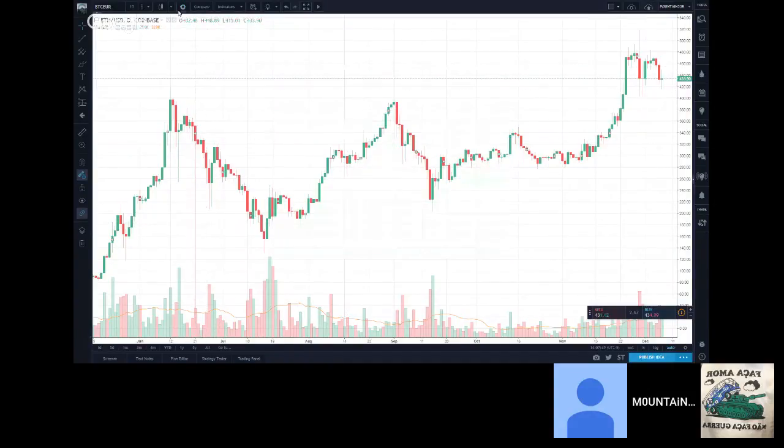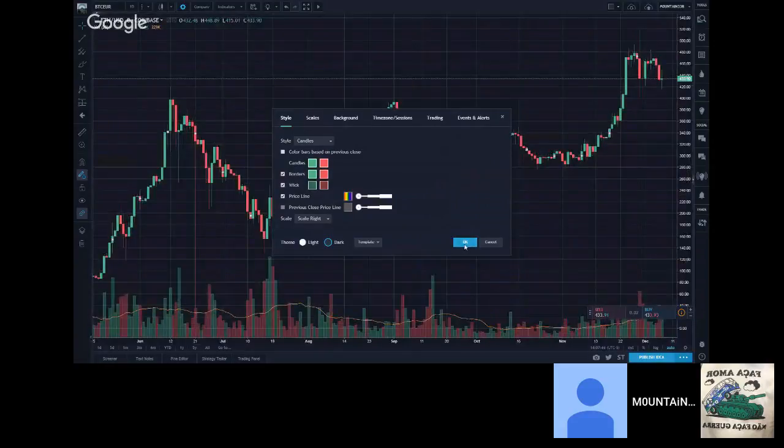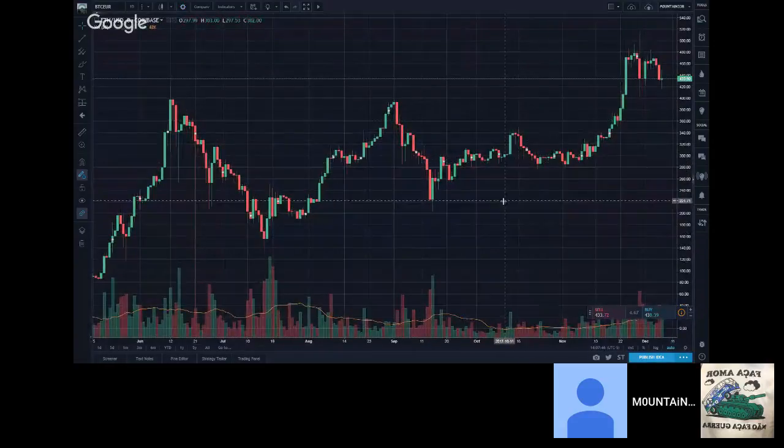I don't know what I just did there. I did something dark. So I like to look at things in dark mode a lot. Some people like it in light mode. I guess it just matters what looks good on your screen and what works for your own eyes.